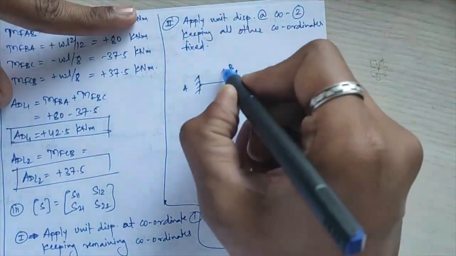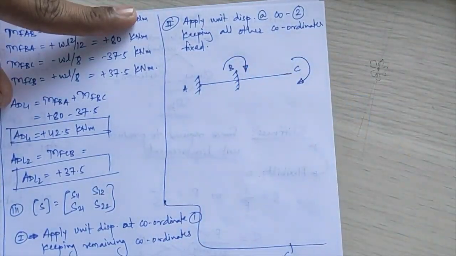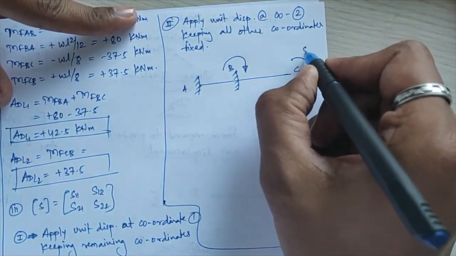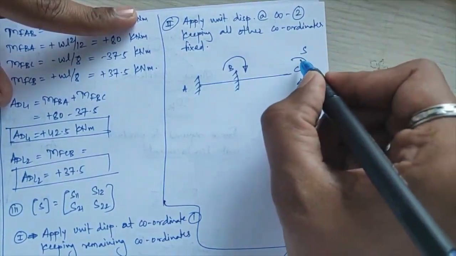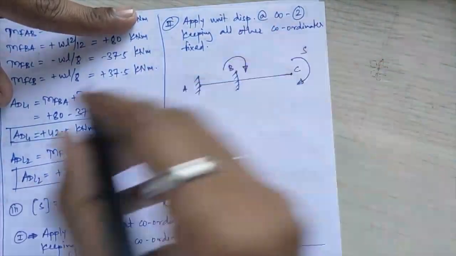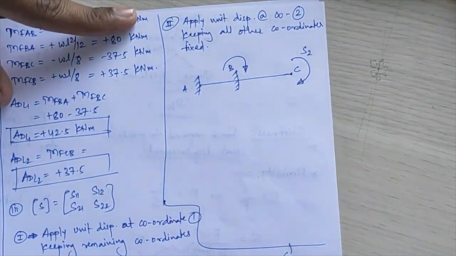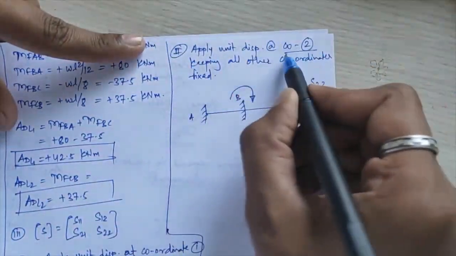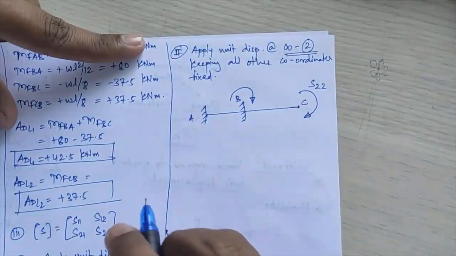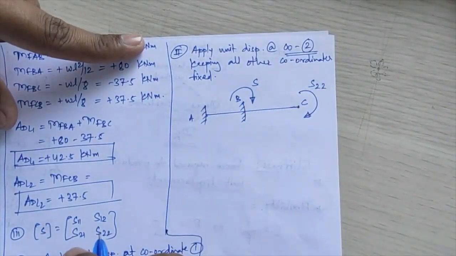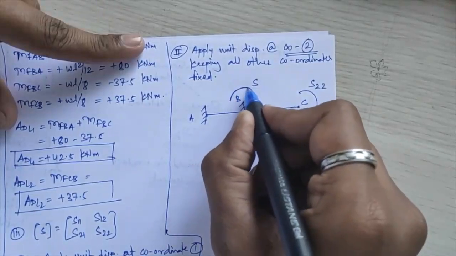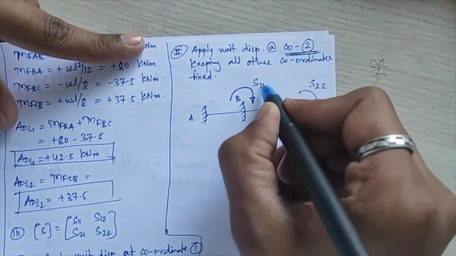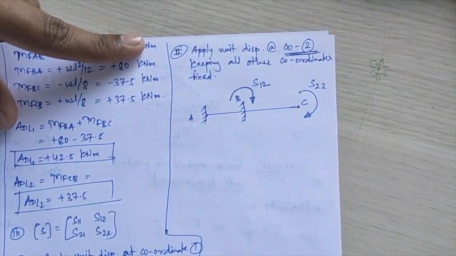Right, so again first I'll mark my stiffness coefficients over here. Those I have told you, always assume initially in a clockwise direction. So first I'll get S of 2 2, stiffness you are calculating at point C, that is your second coordinate, when unit displacement is applied at your second coordinate. Next, stiffness you are calculating at point B, that is your first coordinate, when unit displacement is applied at your second coordinate. So this will become S of 1 2.